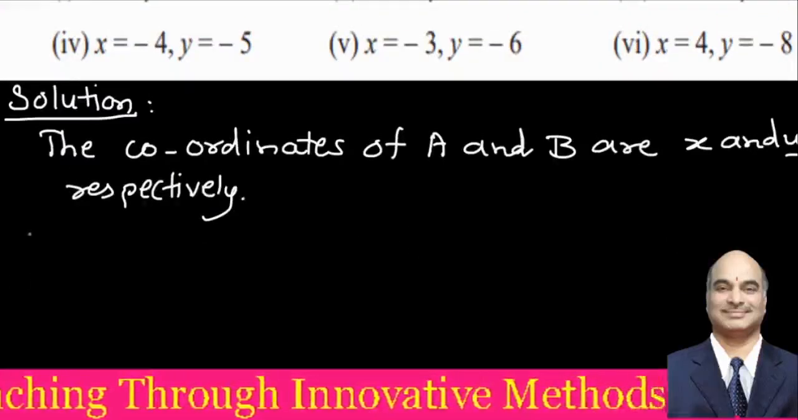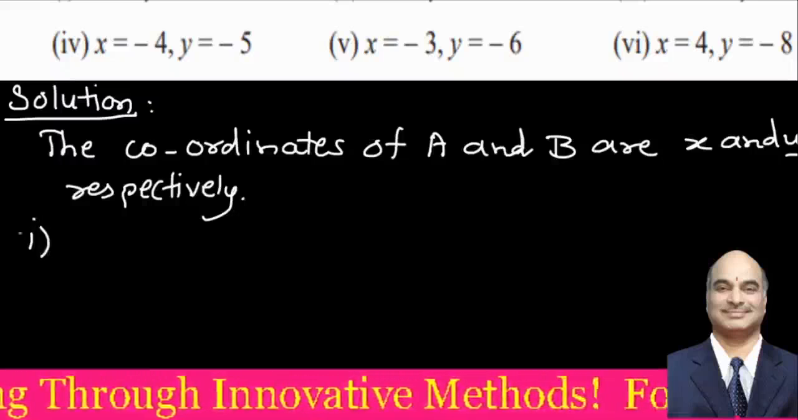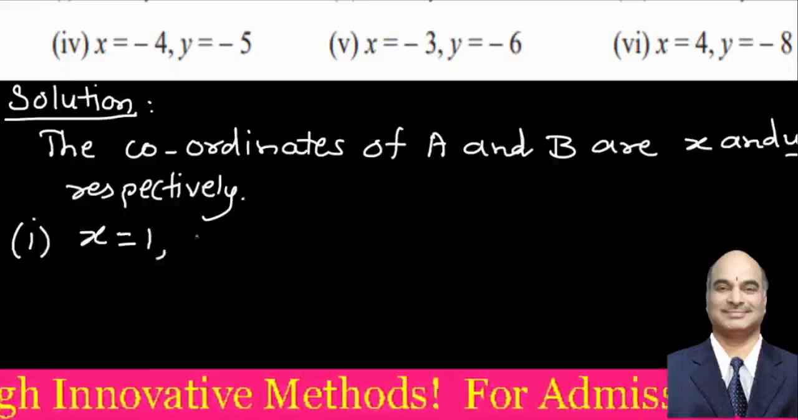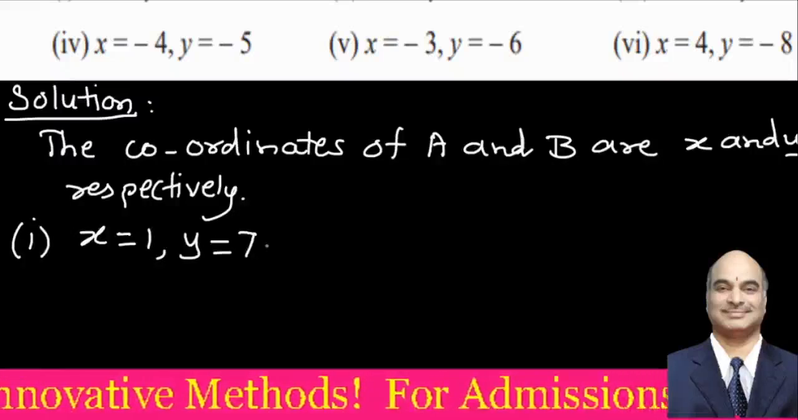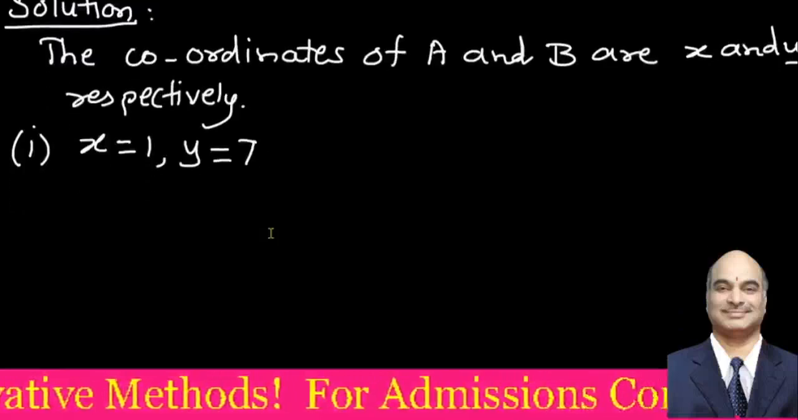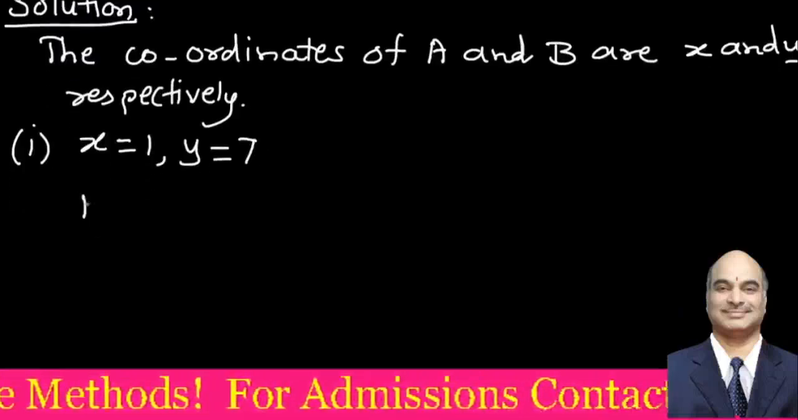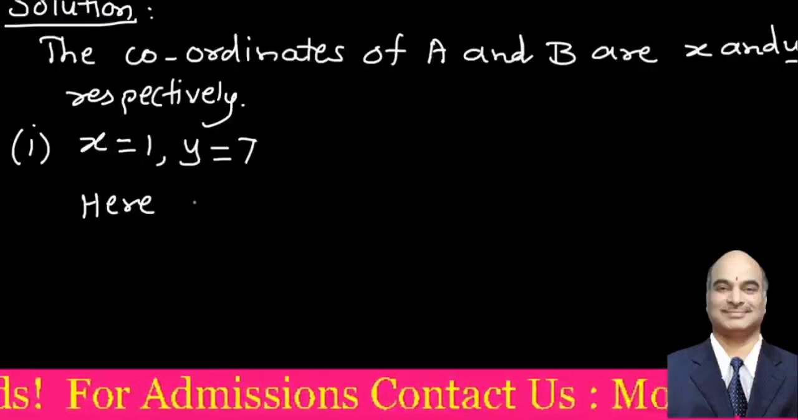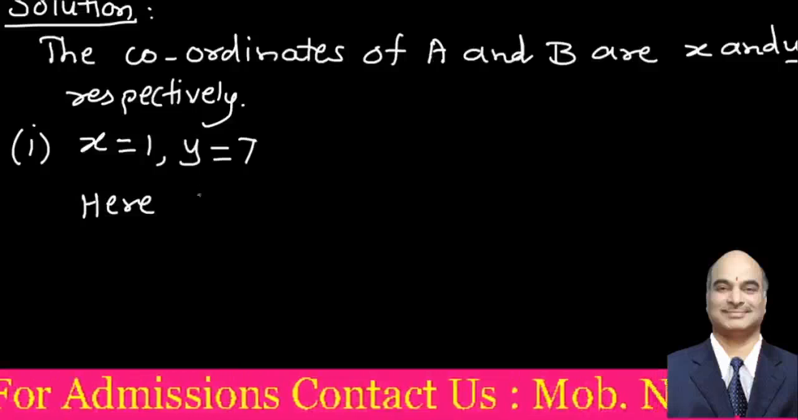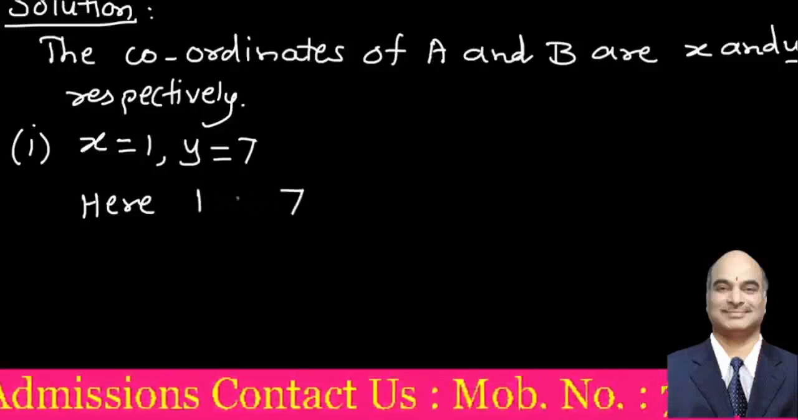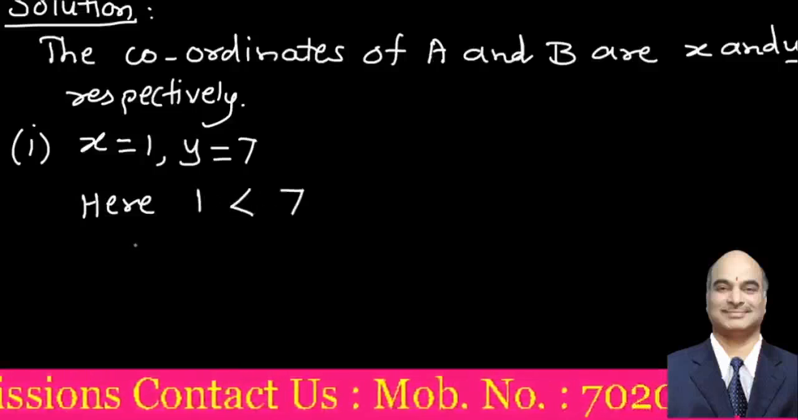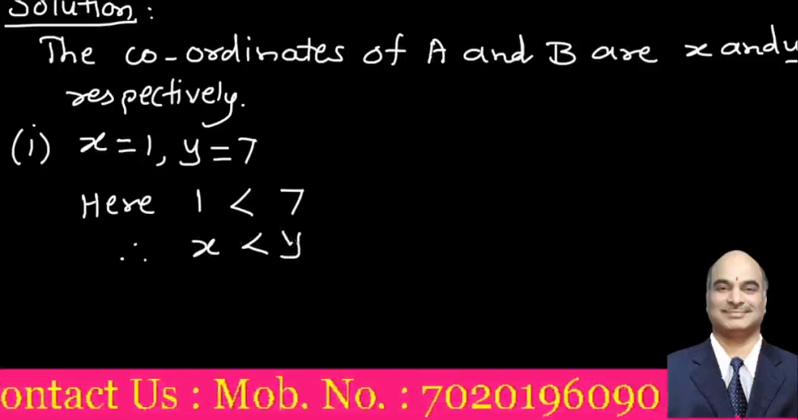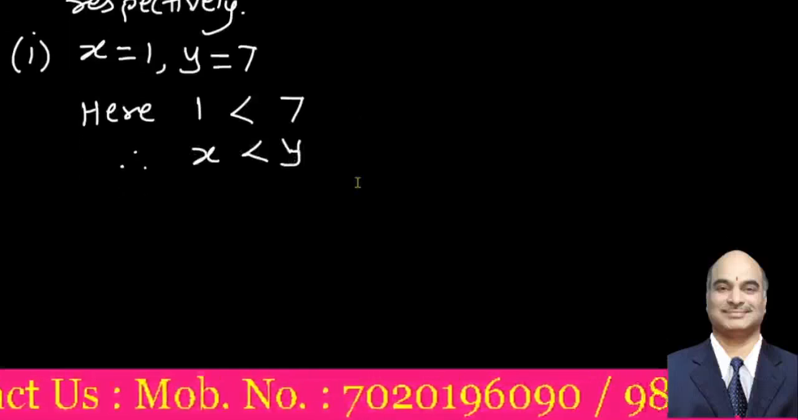Now we can solve. First sum, x is equal to 1, y is equal to 7. Here 1 and 7, 1 is less than 7, therefore x is less than y.